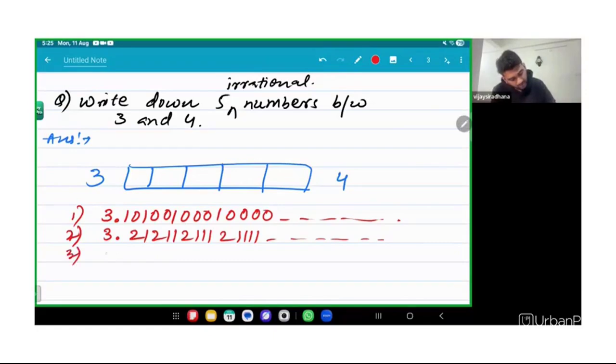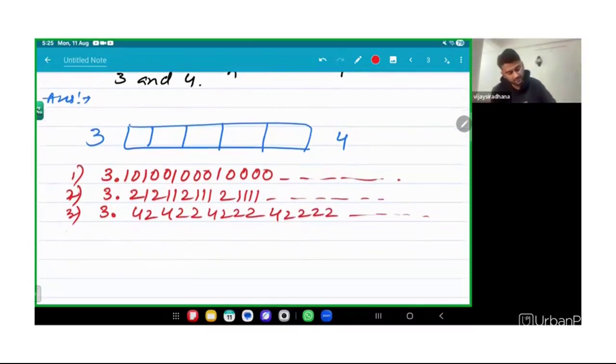Third one, 3.42, 3.4224222422224, and so on. And the fourth one and the fifth one, you can also try from your side. You can put anything which should be more than 3 and less than 4. So this is one of the examples of irrational numbers.